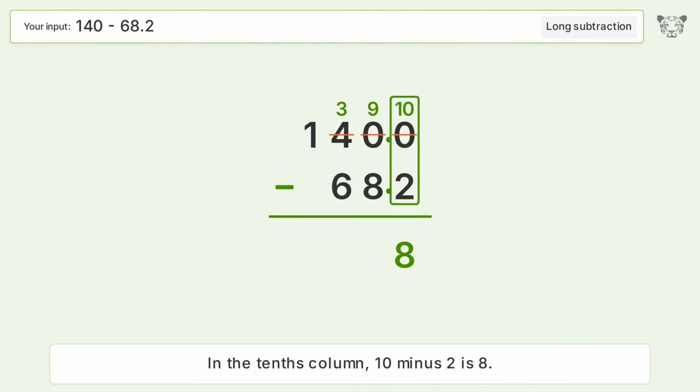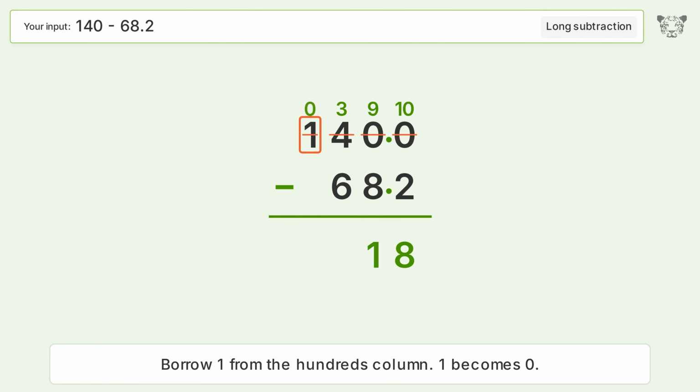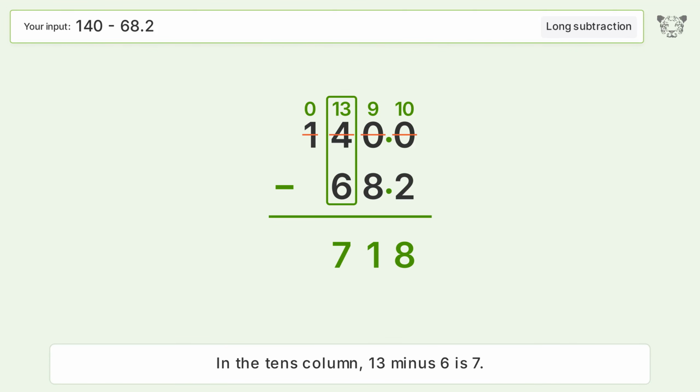In the tens column, 10 minus 2 is 8. In the ones column, 9 minus 8 is 1. In the tens column, 3 is less than 6, so we need to borrow. Borrow 1 from the hundreds column. 1 becomes 0. The 3 in the tens column becomes 13. In the tens column, 13 minus 6 is 7.